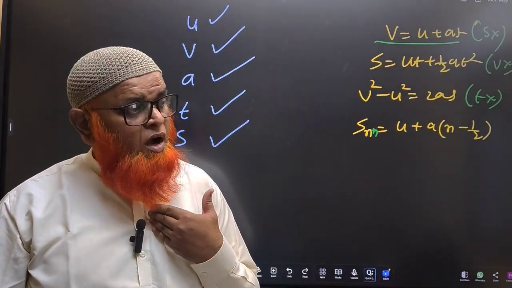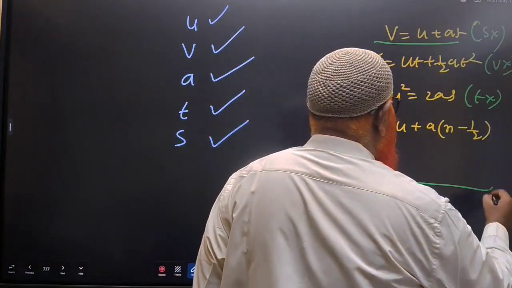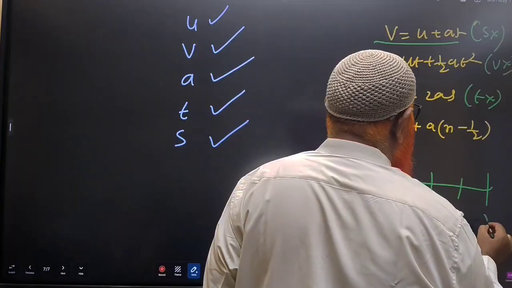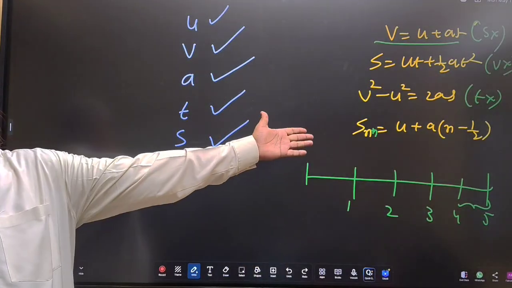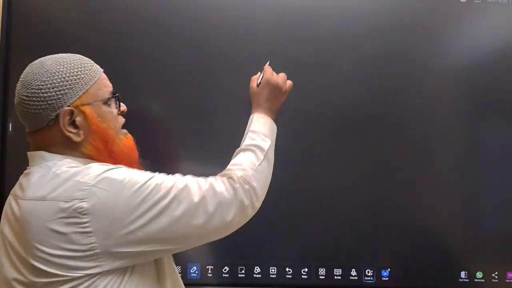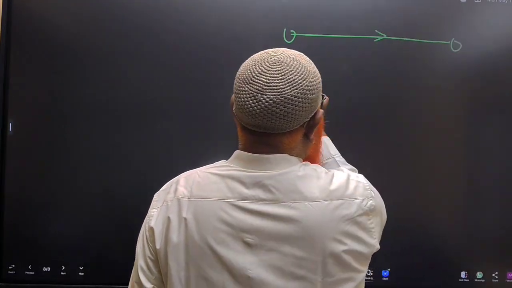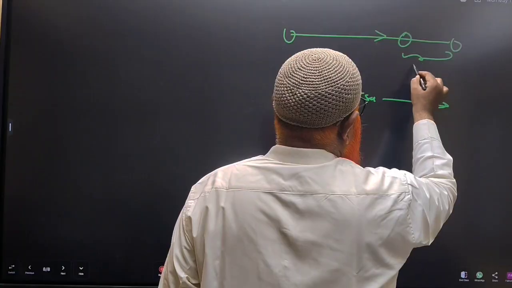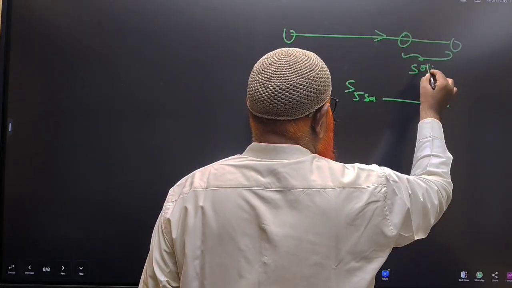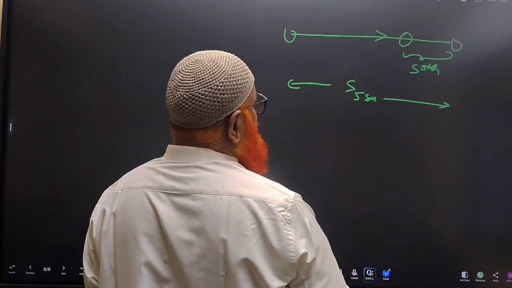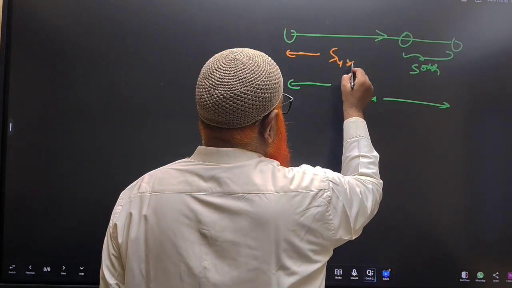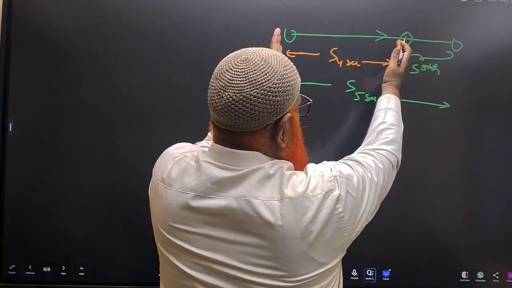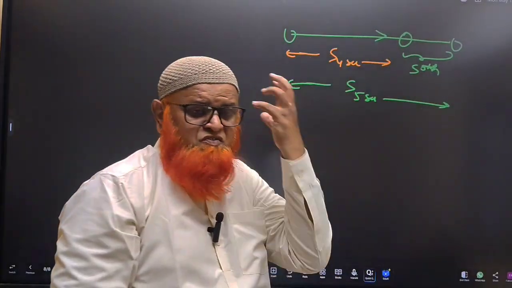For example, I travel from here to here in 5 seconds: 1, 2, 3, 4, 5 seconds. First second, second, third, fourth, fifth second. So this is called the 5th second. The final equation is a little difficult, so let me explain. For example, you are traveling from here to here. This is called displacement traveled in 5 seconds. For the last second, this is called displacement traveled in the 5th second. Now, what is the displacement traveled here? This is displacement traveled in 4 seconds, isn't it? Understood what I'm saying now? Displacement traveled in 5 seconds, displacement traveled in 4 seconds, displacement traveled in the final 5th second.